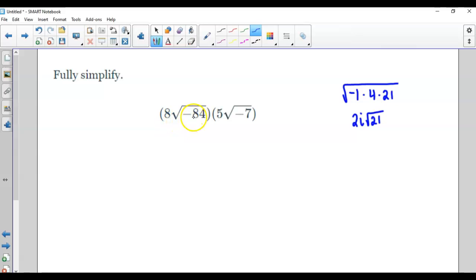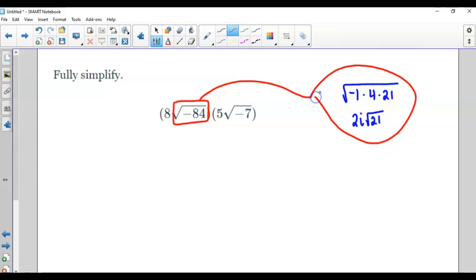So I'm going to replace, this was what I was doing over here. So I'm going to have 8 times 2i times the square root of 21. And then over here, 7 won't break down, but I can take this negative and pull it out as an i. So I've got 5i square root of 7 here.